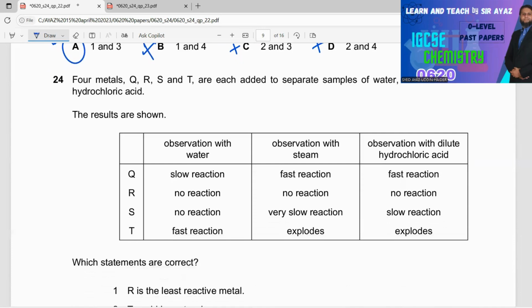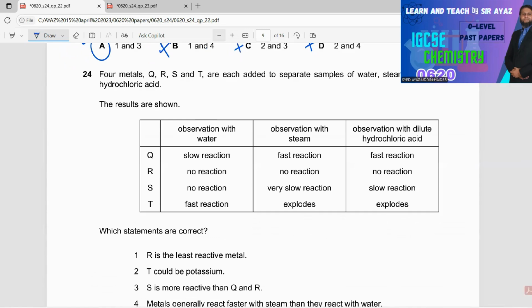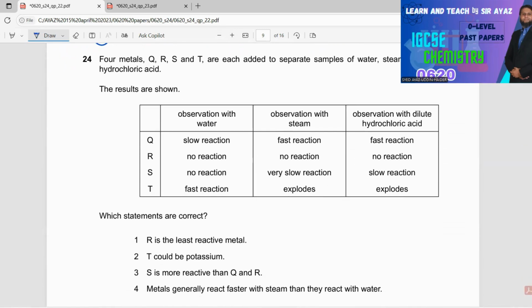Next MCQ. 4 metals Q, R, S, and T are each added to separate samples of water, steam, and dilute hydrochloric acid. The results are shown. Q reacts fast with steam as well as with dilute hydrochloric acid. R has no reaction with water, steam, or hydrochloric acid. S has no reaction with water, but it reacts slowly with steam and slowly with hydrochloric acid. What about T? It reacts fast with water and explodes on reaction with steam and dilute acid. So from these, I can infer that R must be least reactive.